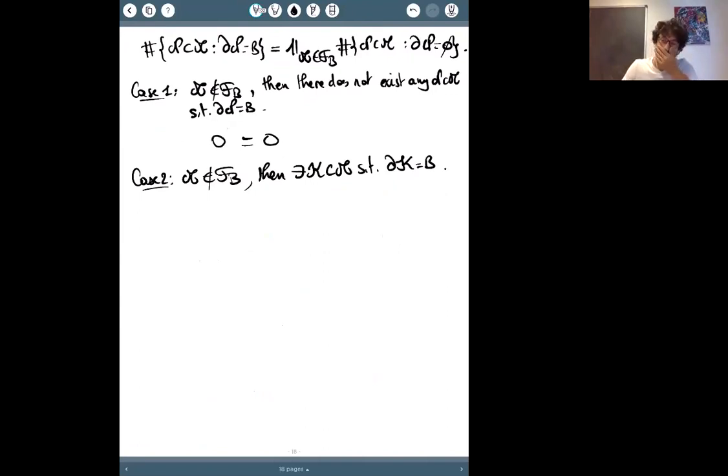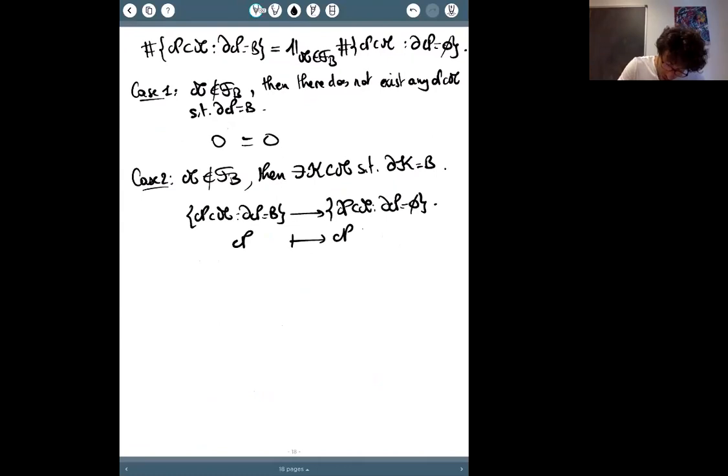But if K exists, notice that there is a natural map between this guy and this guy. What is this map? It's simply you take N and you look at N symmetric difference with K. K is a subgraph of M, N is a subgraph of M, so you can take the symmetric difference of the two. And the observation is that if N started with sources at B, when you do the symmetric difference with K, you end up with no sources.